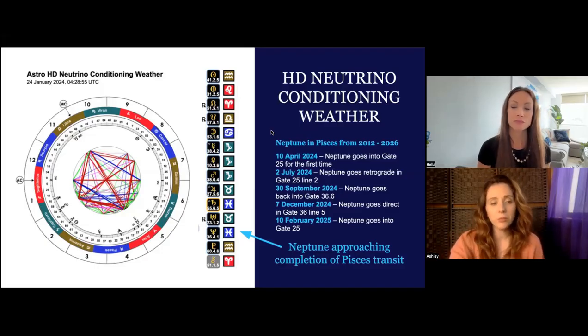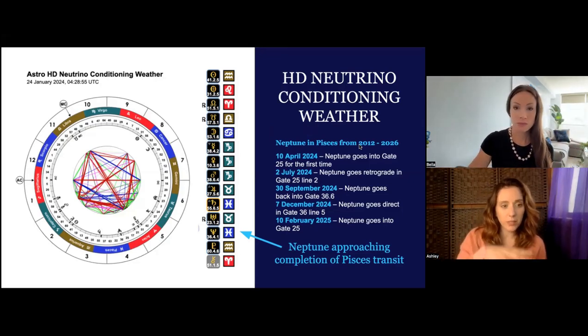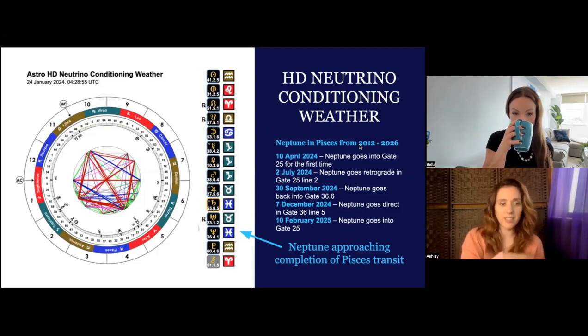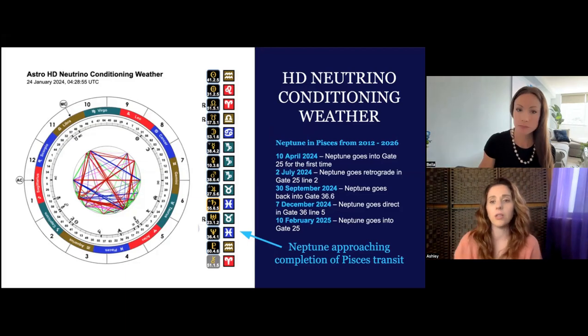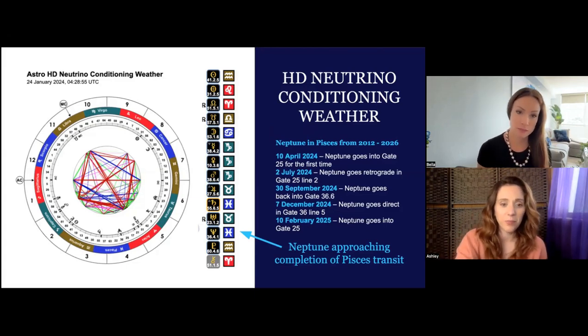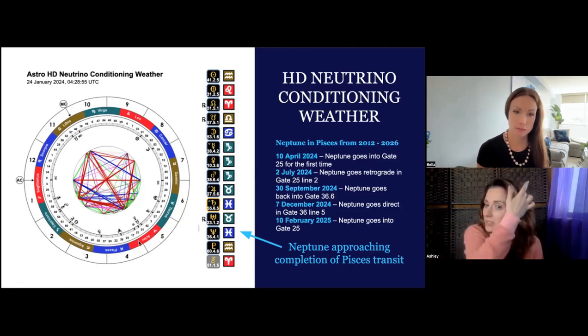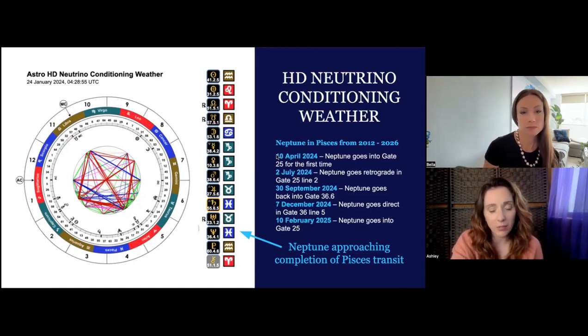So like I mentioned before, Neptune went into Pisces in 2011, but it was going retrograde between the two signs before, and officially, solidly in 2012, and it's going to be there until 2026. In 2025, it's going to be going retrograde back and forth between Pisces and Aries, but will officially go into Aries in 2026. And you're going to see that finally on April 10th of this year, Neptune's going to go into gate 25.